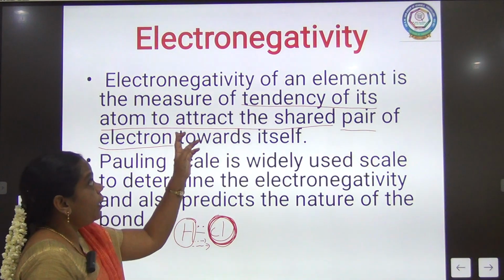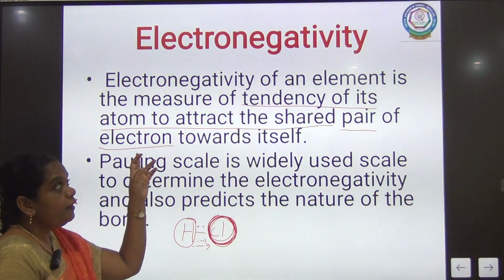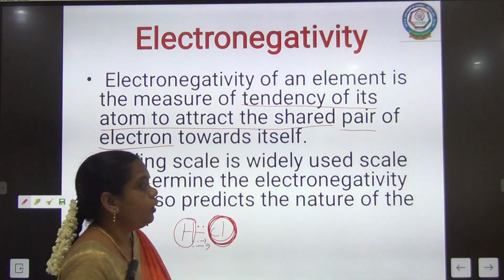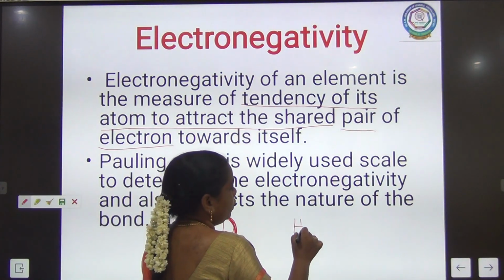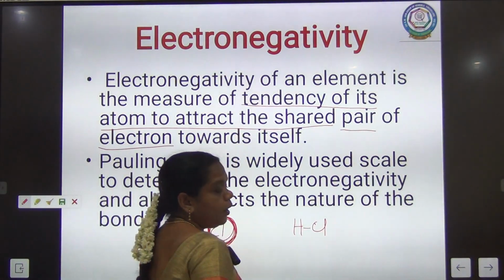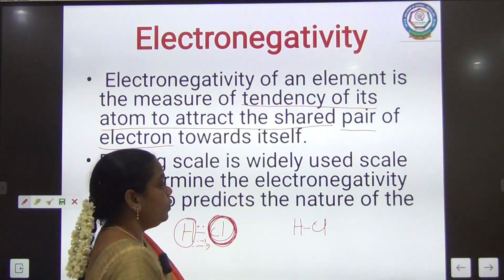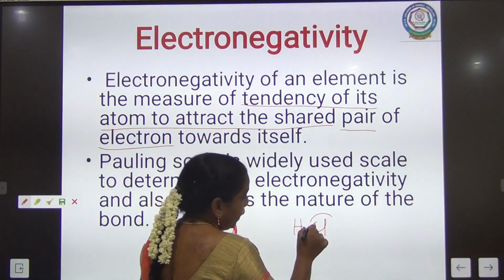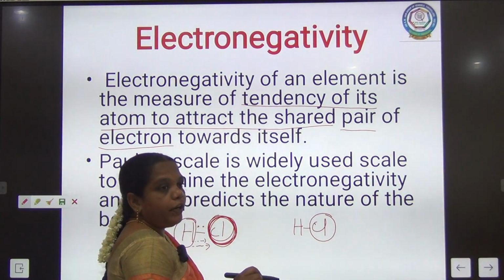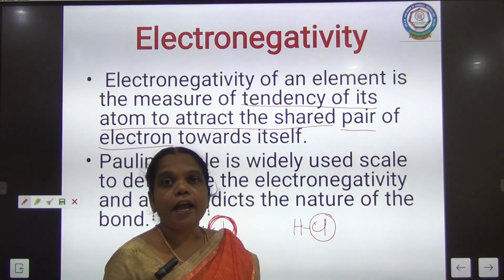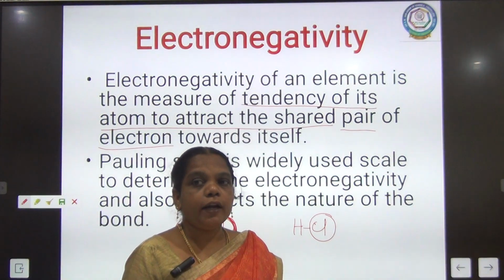So, what is meant by electronegativity? It is the tendency of an atom in a molecule. HCl is a molecule, and one of the atoms in the molecule has a tendency to attract the shared pair of electrons.